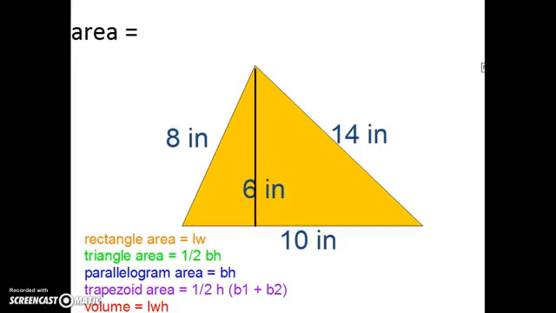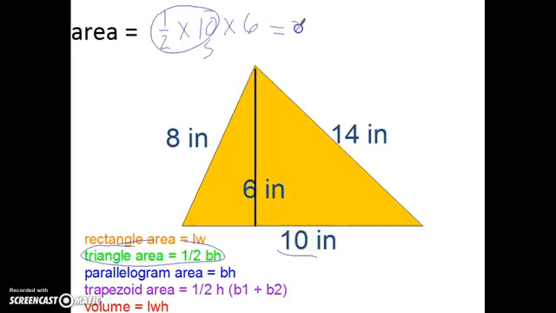What kind of shape do we have? Triangle again, so I want 1/2 times base times height. My base is down here. It's what it's sitting on, 10. Remember, the height is the true height right there in the middle. So 1/2 times 10 times 6. Half of 10 is 5. 5 times 6 is going to give me 30 square inches.